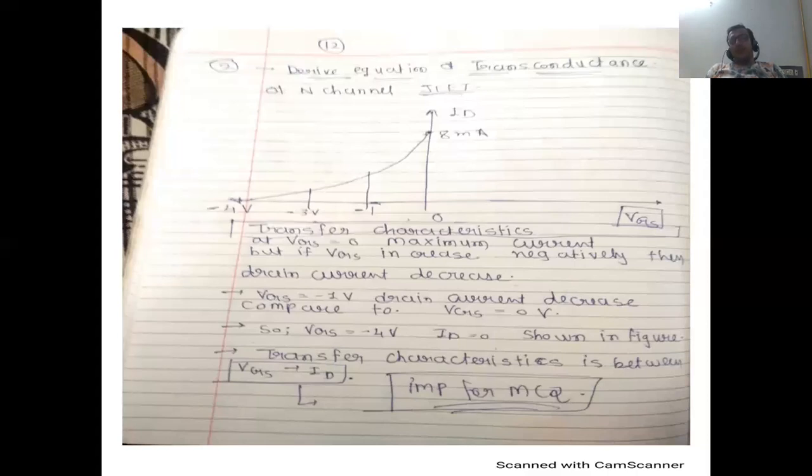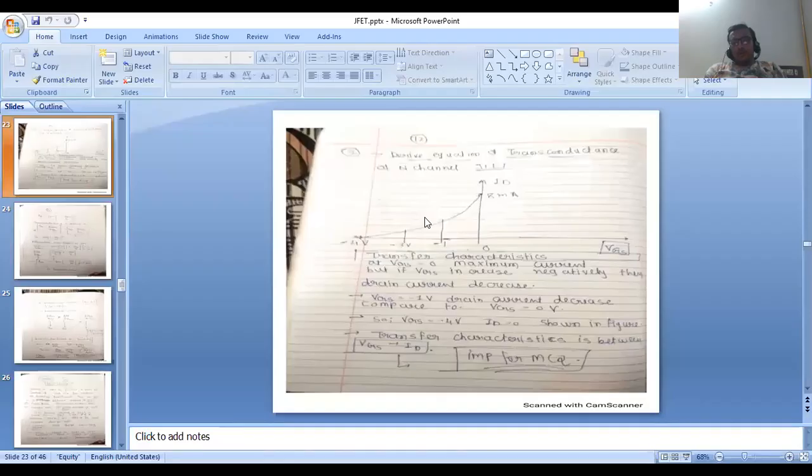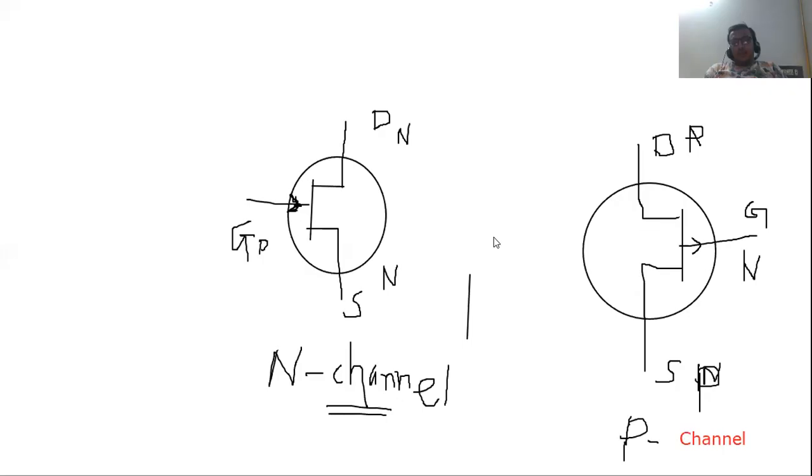What is the meaning of transfer characteristics? It is the sketch between VGS and ID. I have again sketched it with the help of a whiteboard, so you have to explain this very clearly. See this. This is the characteristics. Here we can sketch VGS. VGS means what? Gate to source voltage. And here we can identify the ID. ID means what? Drain current.